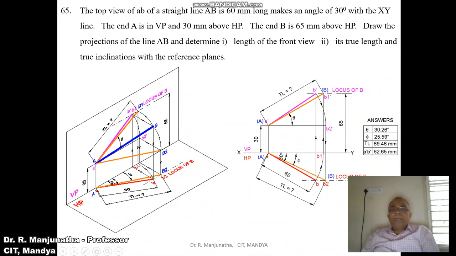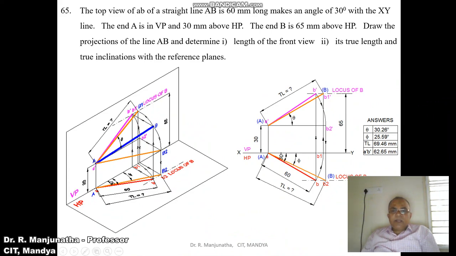Then we need to measure the angles and the true length. By using the scale, you measure the distance from A dash B1 dash or A B2. That true length will be 69 mm when you are doing it manually. When you are doing it in computer, it will be 69.46. Then by using the protractor with A dash as center, measure the angle theta with respect to the horizontal line, and you will get 30 degrees manually. On the computer, it will be 30.26.